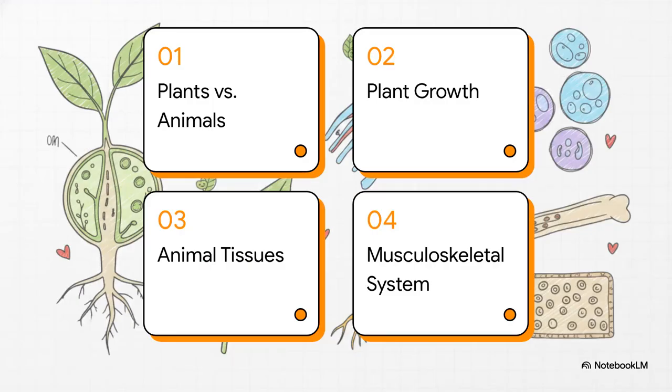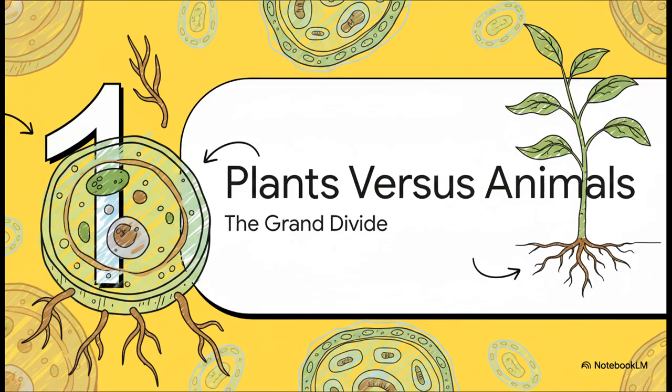So, here's our quick roadmap for today's masterclass. 1. Plants versus animals. 2. Plant growth and conduction. 3. Animal tissues in action. And 4. The musculoskeletal symphony.